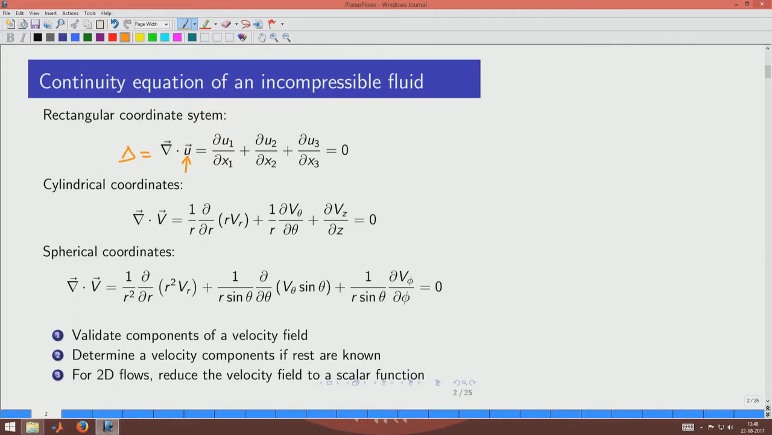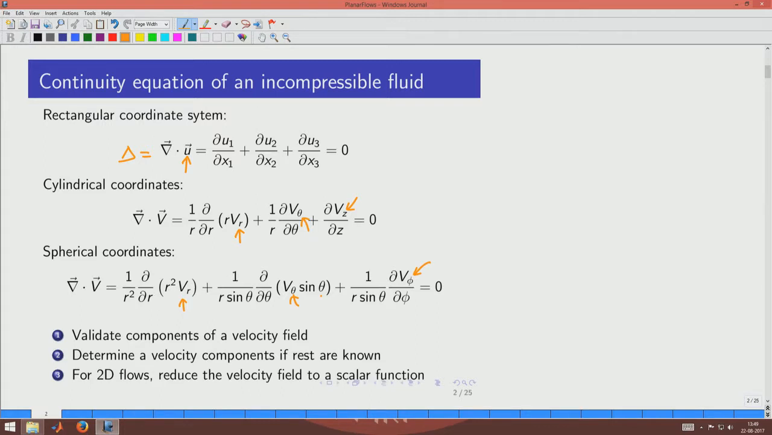So, in cylindrical coordinate system, the velocity will have the radial component, the theta component and the z component, and the continuity equation would look like this. And in the spherical coordinate system, you would have the radial velocity, the theta component and the phi component azimuthal, and then the continuity equation would look like this. And the application of continuity equation can be done in various ways.